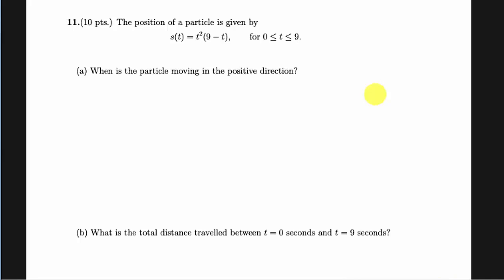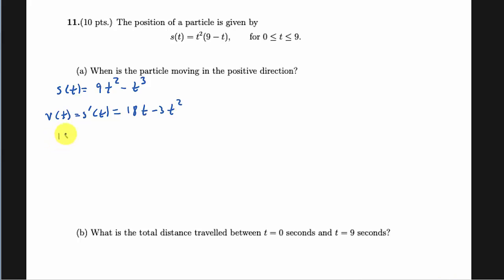All right, it says the position of a particle is given by this, where t is between 0 and 9. When is the particle moving in the positive direction? So basically we want to know, when is the velocity positive, right? So we need to find the velocity. Well, if this is our position of the particle, the derivative of that is the velocity. So we've got s of t is equal, and I'm going to go ahead and distribute that t squared. And so the velocity, which is the derivative of s, is equal to 18t minus 3t squared.